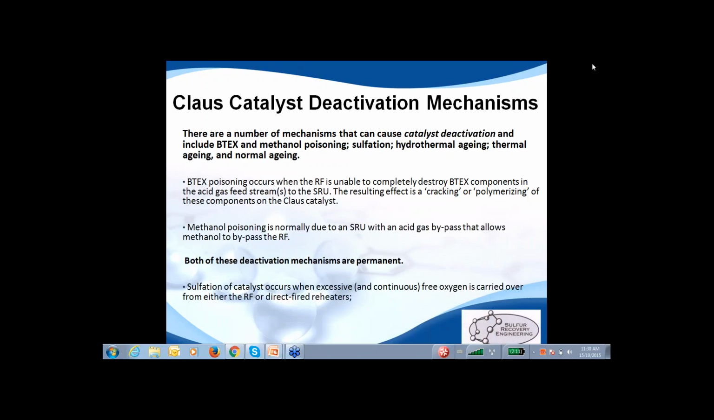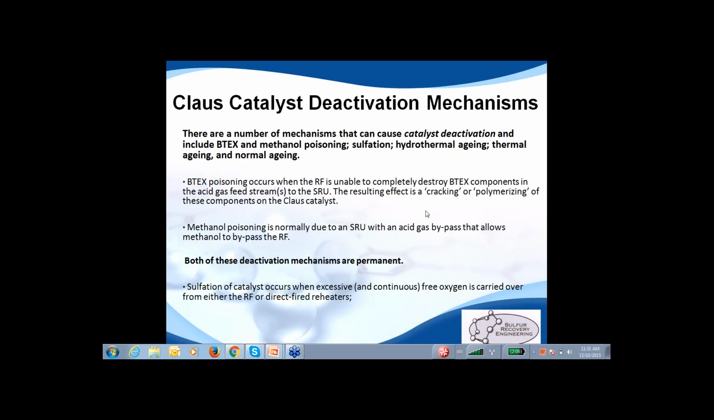How do we best protect our Claus catalyst? There are several ways or mechanisms that can deactivate our catalyst, including BTEX poisoning. BTEX commonly includes components including benzene, toluene, ethylbenzene, and xylenes. These components are contained in our SRU feed streams. If the BTEX components are not completely destroyed or combusted in the reaction furnace, they could impact our catalyst by cracking or polymerizing inside of the Claus catalyst. And on the next screen, we'll show a picture that will depict this.